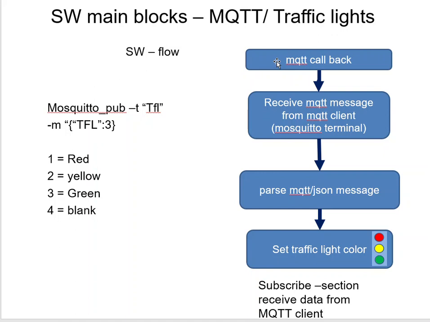So first, we receive the message by our MQTT client, and in the test situation, we can send those messages with the Mosquitto client. For example, this is the publish command that we could use for trial purposes. So we will receive the message that we have sent from the Mosquitto terminal. Then we are parsing that, and then we are setting the suitable traffic light on.